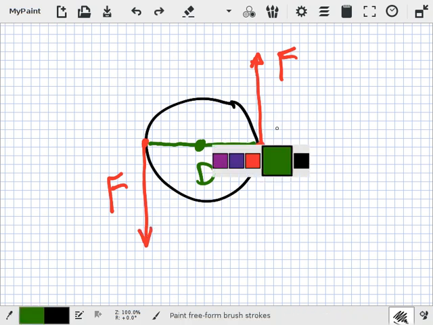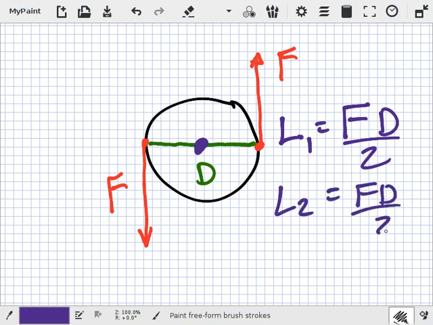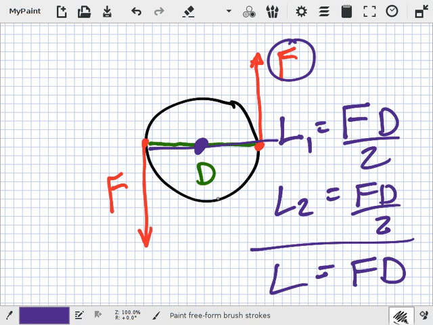Right, well let's see. How big is the moment here? The moment from the first one will be the force times the distance. What's the distance? Very good, it's half the D, because it's only from here. And then what about the second one? Again, the same thing. So if you were to add them together to get the total, it would just be F times the diameter. So one of these multiplied by this is the total turning force. This is called a couple system.